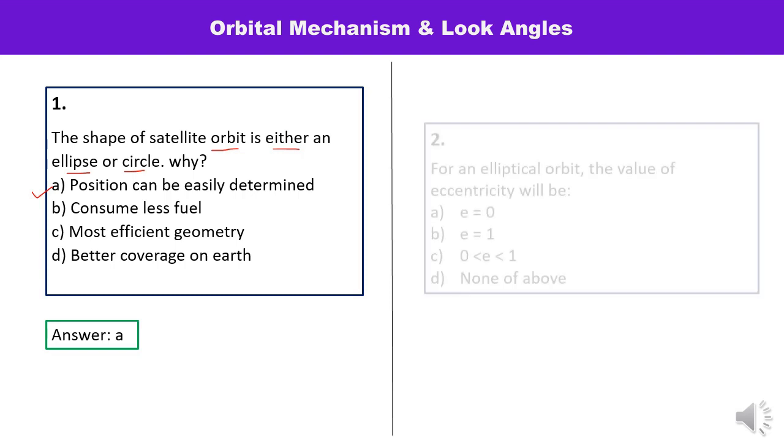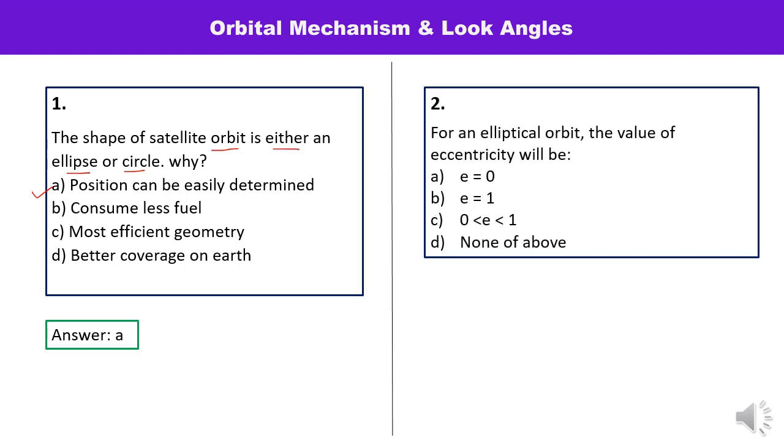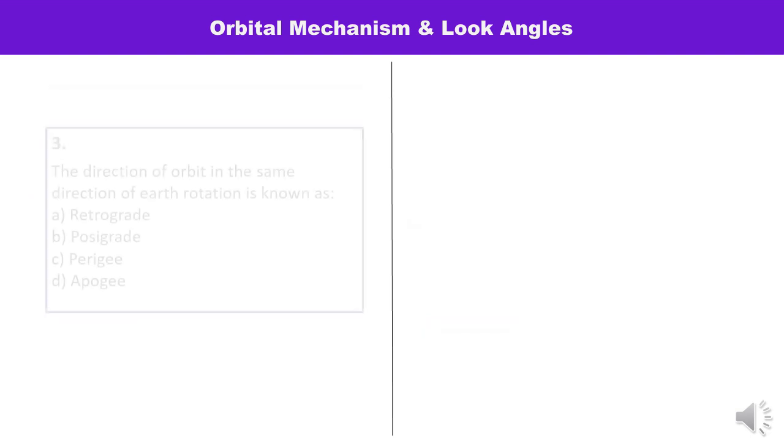Next question. For an elliptical orbit, what is the value of eccentricity? You know that for the ellipse you need to calculate the value of e, and for an elliptical orbit its value must lie in between 0 to 1. So C is the correct option.